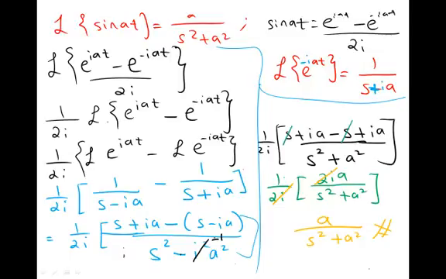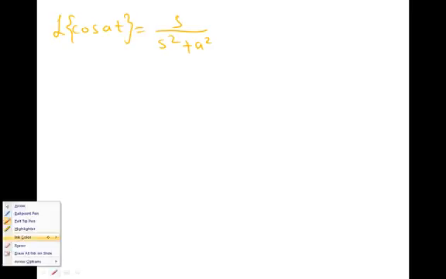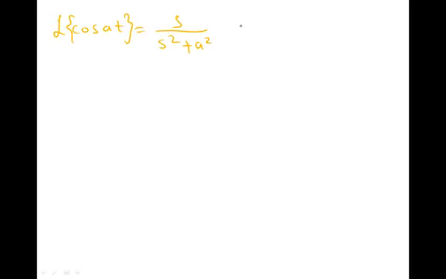Good. Now we're left with the last proof of this type, which is Laplace of cosine at. So Laplace of cosine at equals s over s squared plus a squared. Again, here we're going to use the hint that will make this proof simpler, that cosine at equals e to the power of iat plus e to the power of minus iat over 2. Let me make this one more clear.